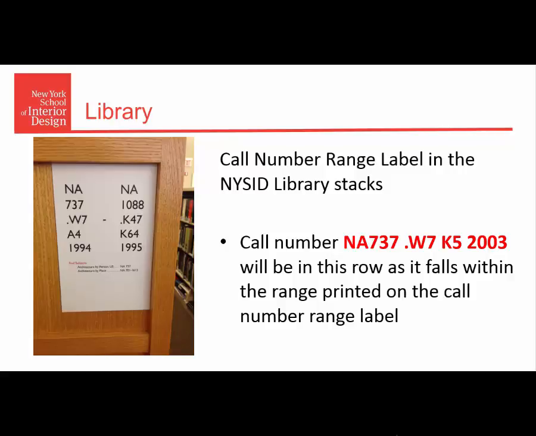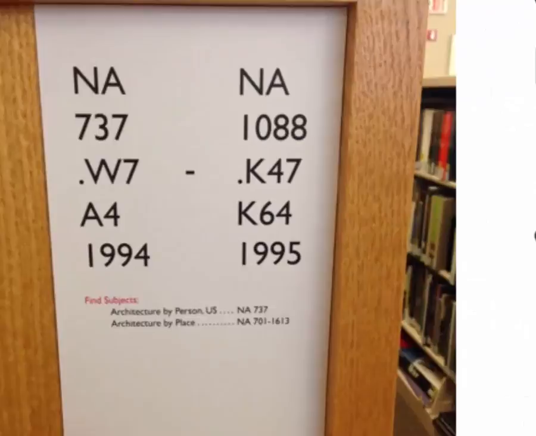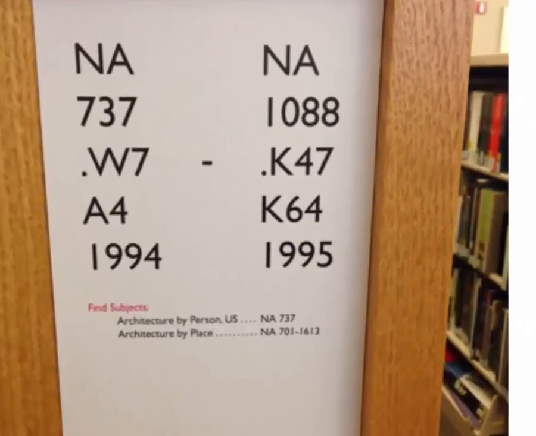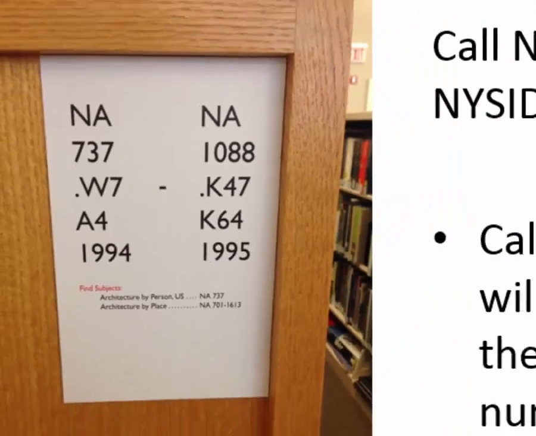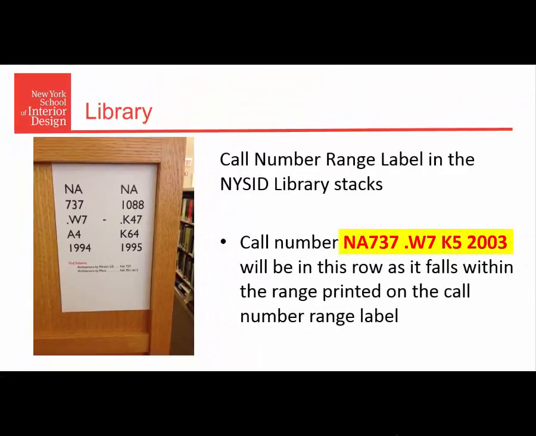The rows of shelves in a library are referred to as stacks. Books that you are able to browse in our library are part of our main collection. When you're in the stacks, you'll see a sign at the end of each row with a call number range. This range label will help you understand what call numbers you can expect to find in that particular row. Here we know that our call number should be found in this specific row because it falls between the first call number and the last call number listed on the call number range label.